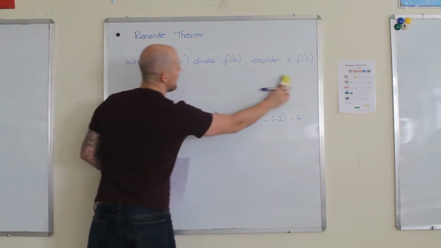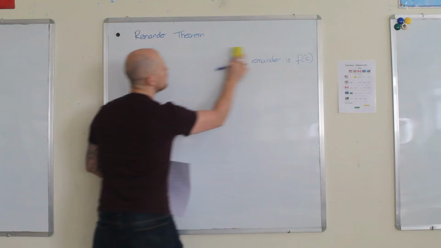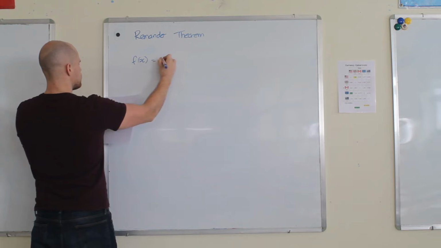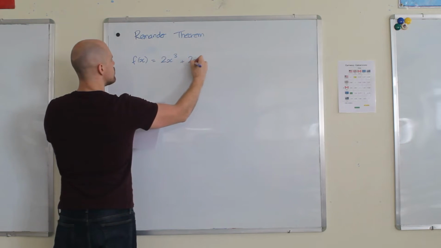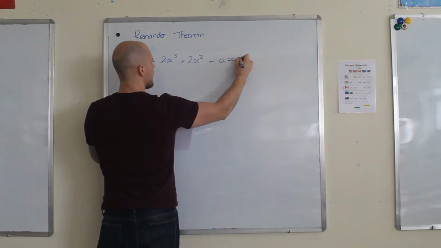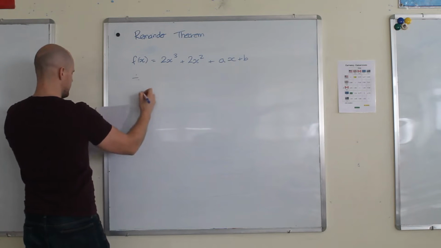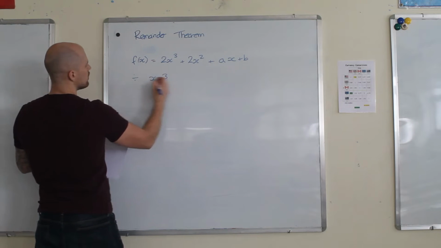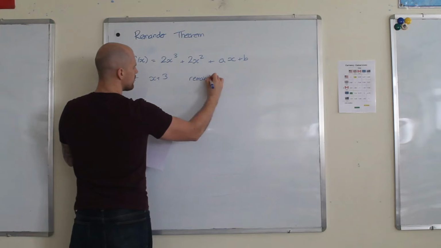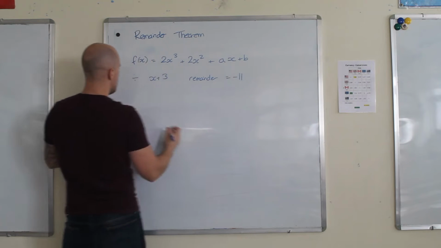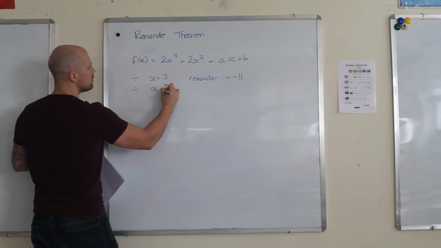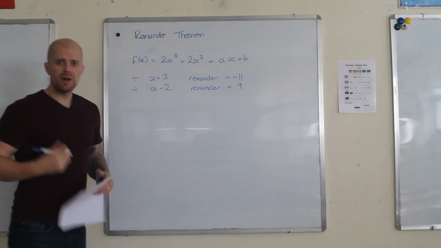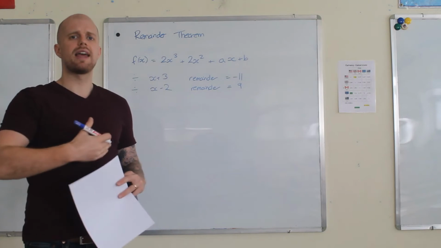Let's have a second example, and this one's going to be a bit harder. I'm going to take f of x as 2x cubed plus 2x squared plus ax plus b. Now when this is divided by x plus 3, the remainder is minus 11. And when it's divided by x minus 2, the remainder is 9. Pause the video now and have a go at it. What I want you to do is to calculate a and b, okay?